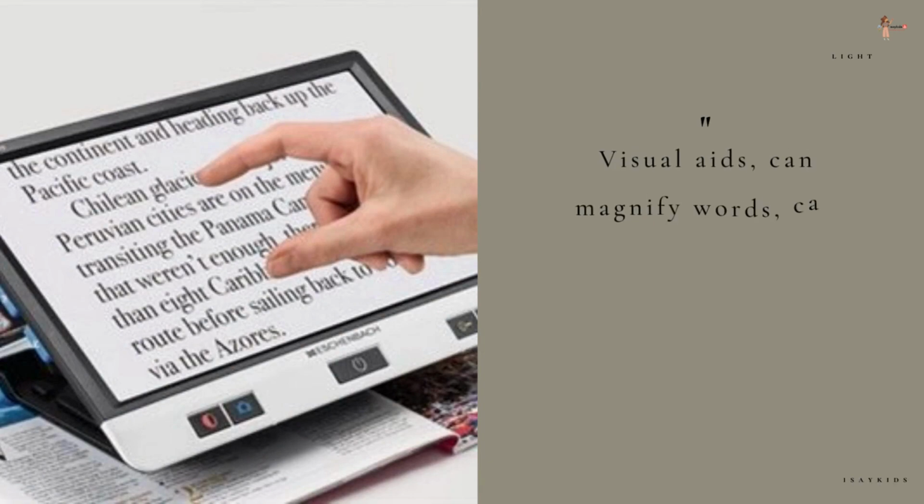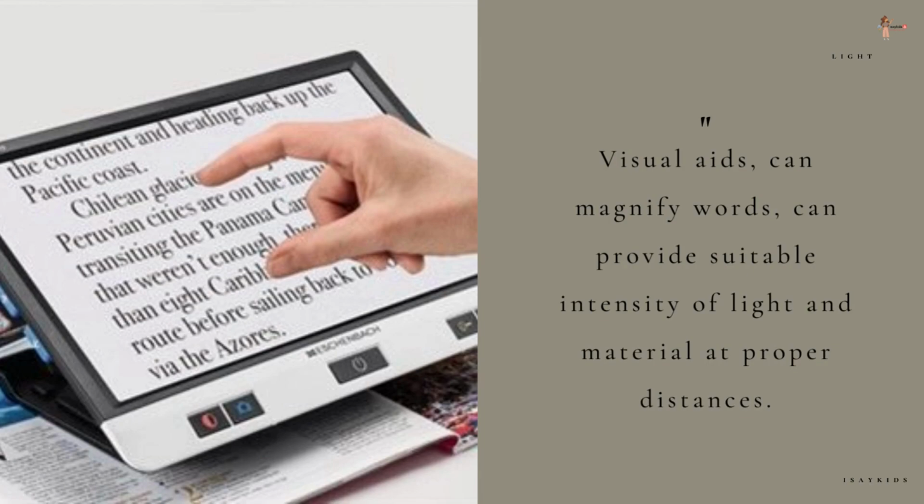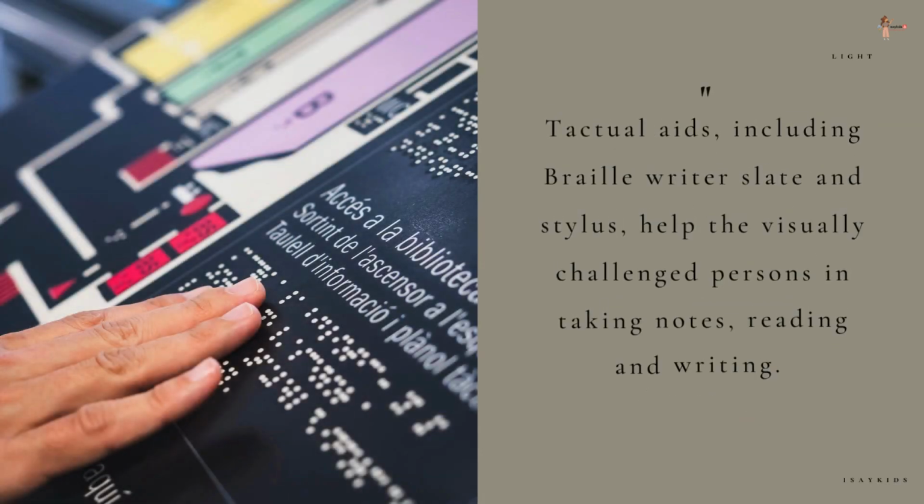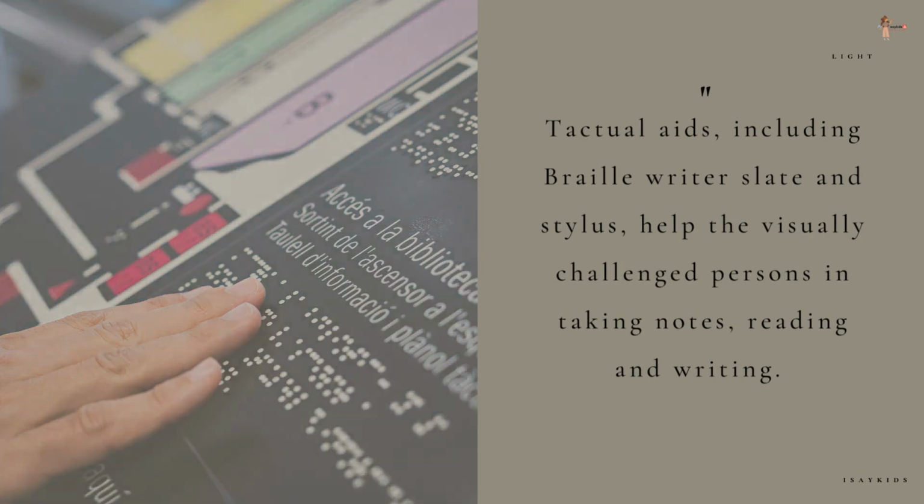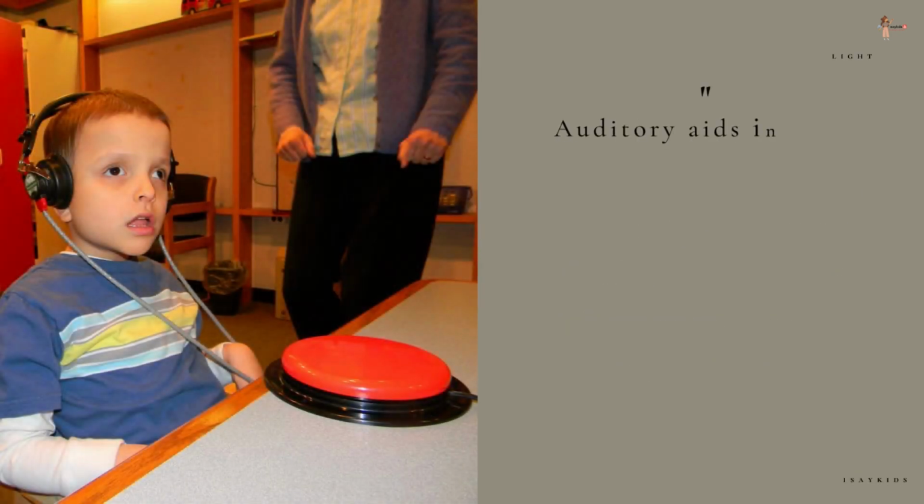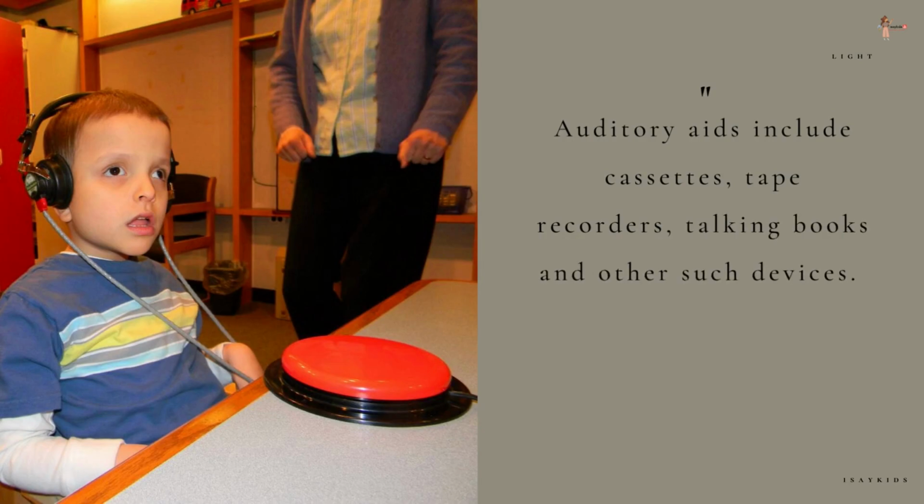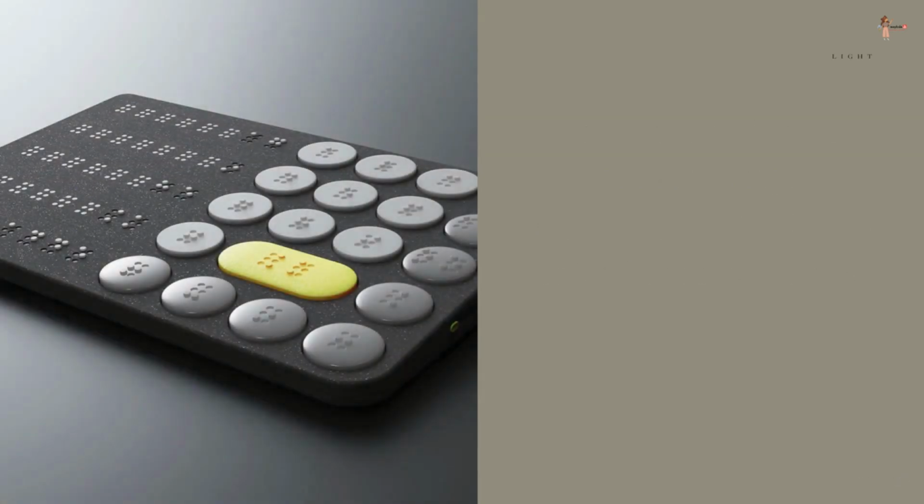Visual aids can magnify words, can provide suitable intensity of light and material at proper distances. Tactual aids, including braille, writer slate, and stylus, help the visually challenged persons in taking notes, reading, and writing. Auditory aids include cassettes, tape recorders, talking books, and other such devices.